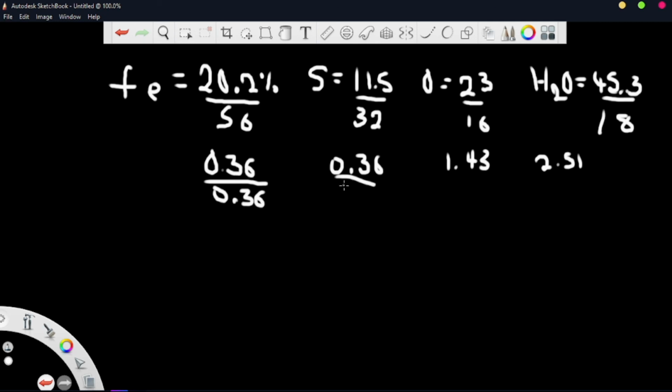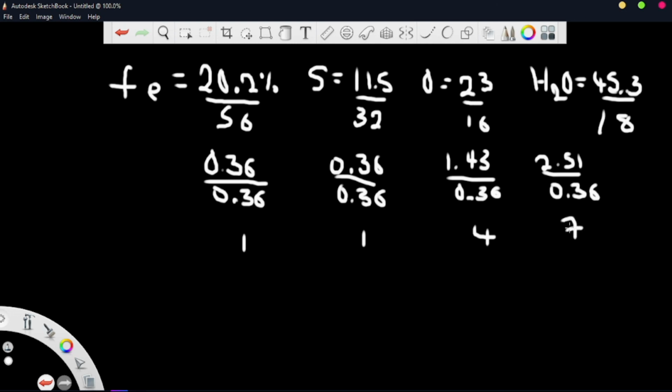Each of these is also going to be divided by 0.36. Sorry, the point isn't showing. When we divide, we end up having a 1 here, and then here a 4, and here 6 point something, which is 6.9. So 6.9, we're just going to write it as 7.